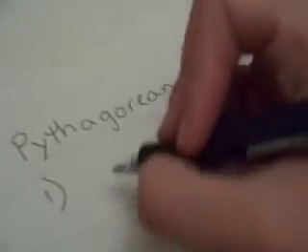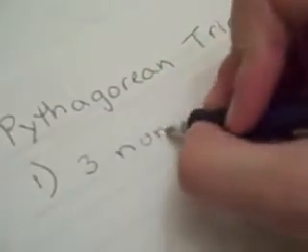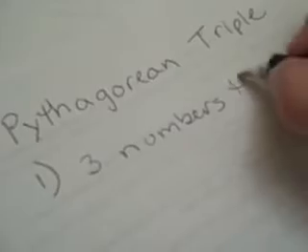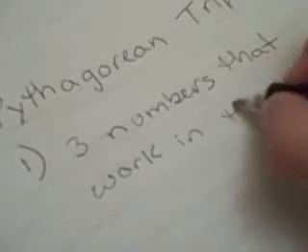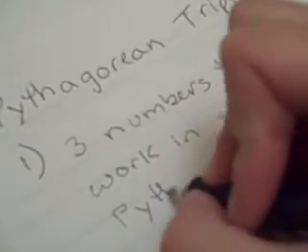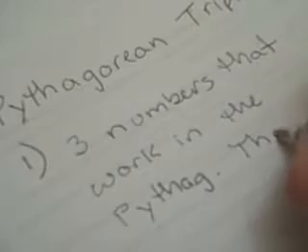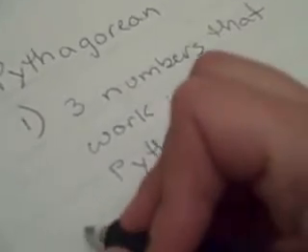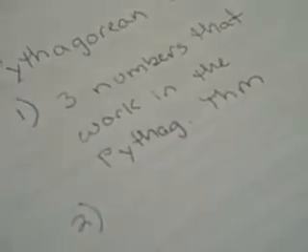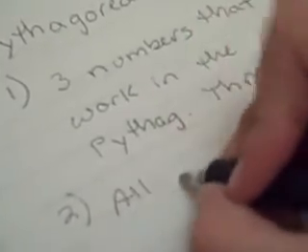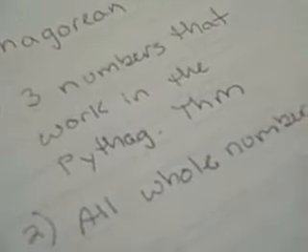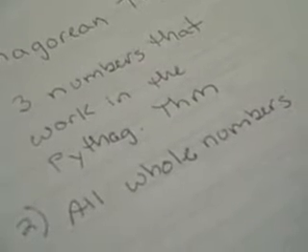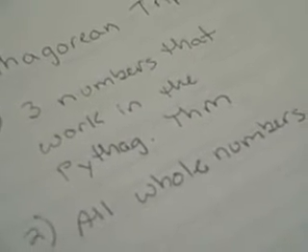The first thing that's true about a Pythagorean triple is it's 3 numbers that work in the Pythagorean theorem. The second thing that's true is it's all whole numbers. Again, that means no decimals or fractions. Let's look at an example of a Pythagorean triple.